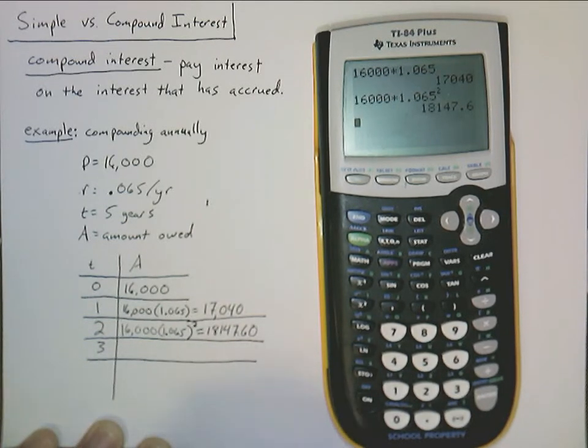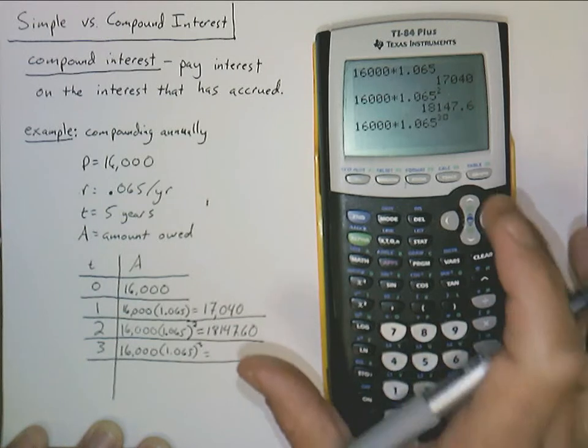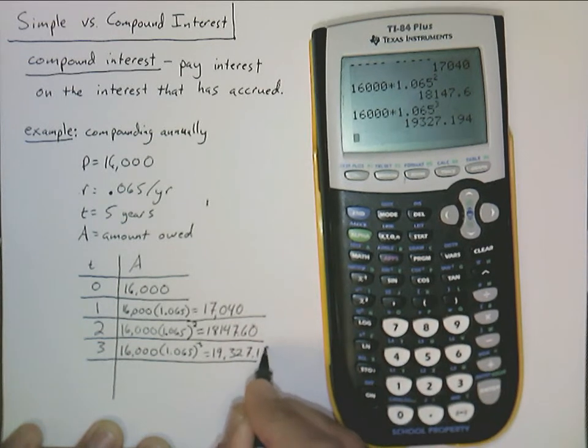Year 3. Well, we now take this new amount, or if you want, we can write it this way, and multiply by another factor of 1.065. Or that just becomes 1.065 cubed. So 16,000 times 1.065 to the power of 3 means we're paying back this amount, $19,327.19 plus another 4/10 of 1 cent. But wait, how do we get 4/10 of a cent?